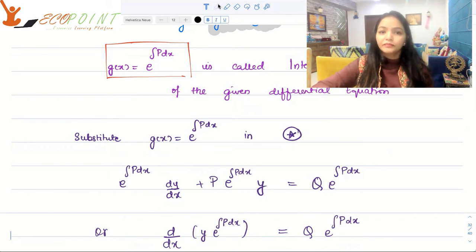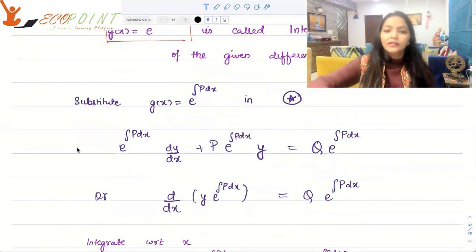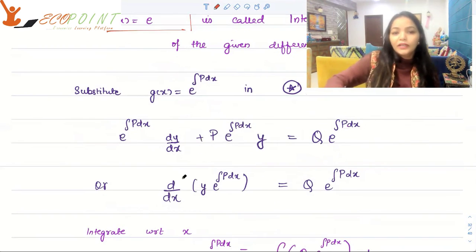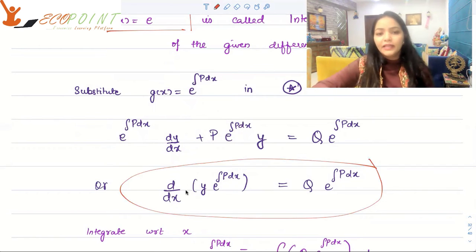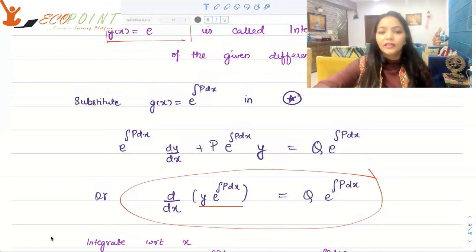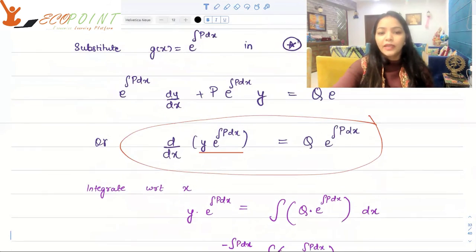Or in other words, you can see what you have here. Your left-hand side is d by dx of y into e to the power integral p dx. That is your integrating factor. Y into the integrating factor, derivative of this. You integrate both the sides.